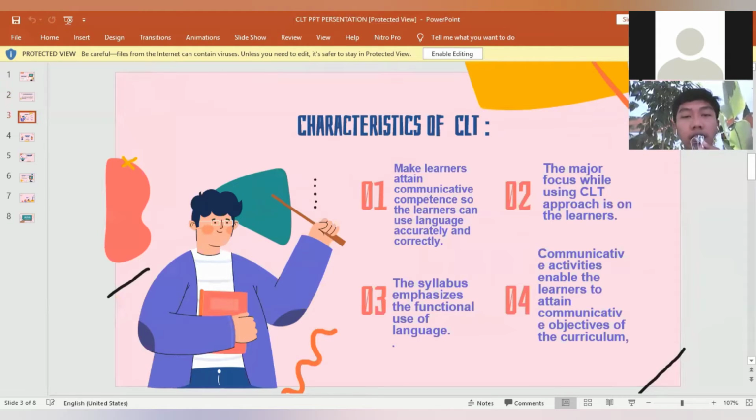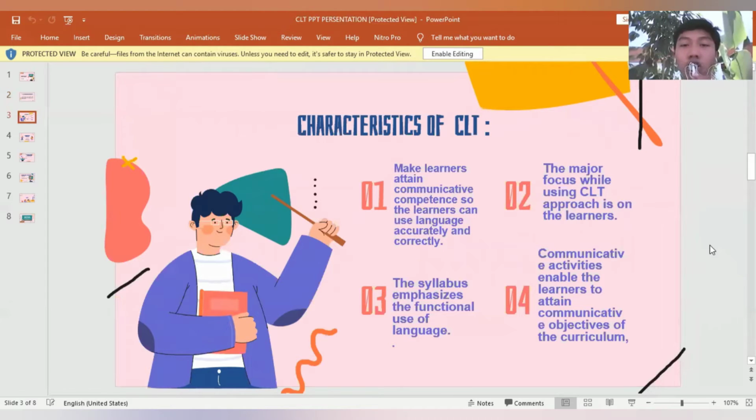There are some characteristics of communicative language teaching methods, according to Richards and Rodgers. The first is making learners attain communicative competence so that learners can use language accurately and correctly. The second characteristic is that the major focus while using the CLT approach is on the learner. The facilitator is the teacher. The teacher just manages the environment and helps the learner to become autonomous.